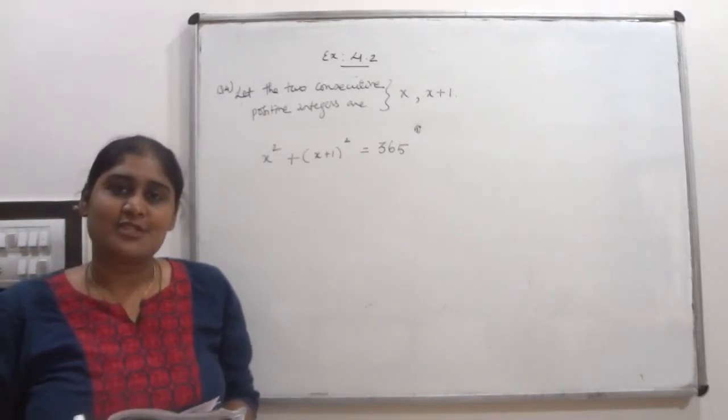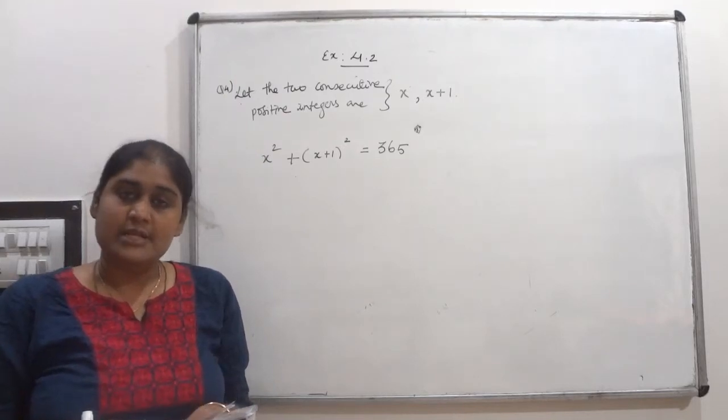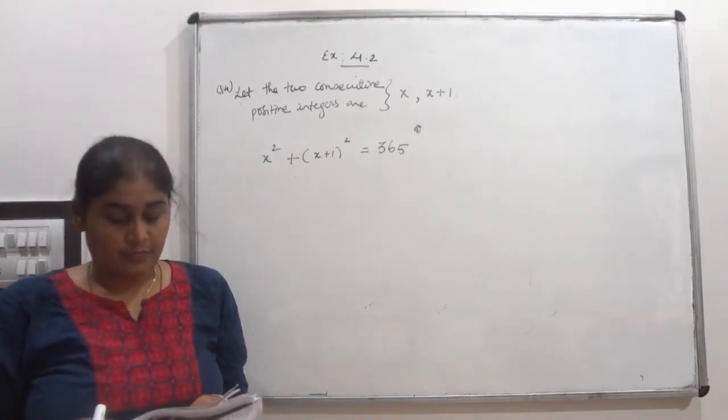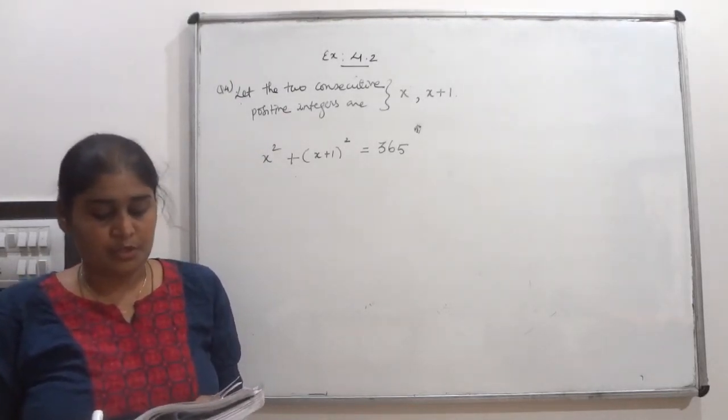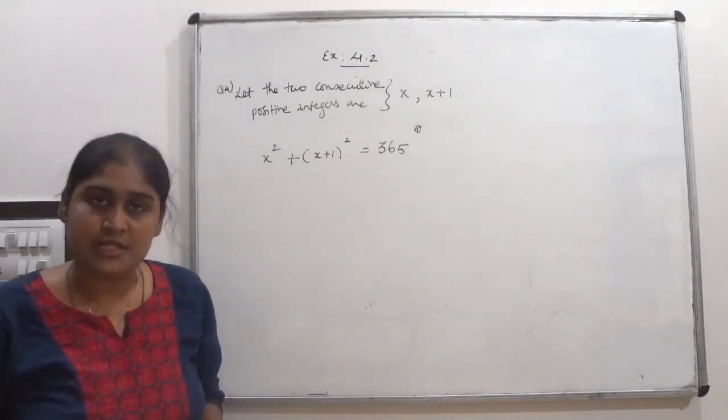Good morning dear friends. Today we are going to discuss question number 4 of exercise 4.2. Find two consecutive positive integers, sum of whose square is 365.